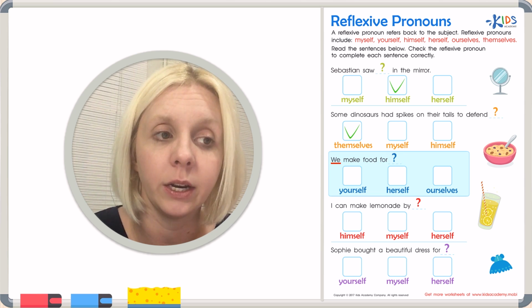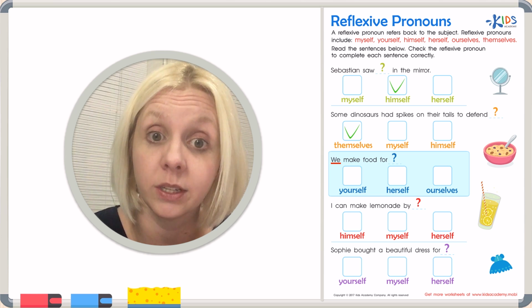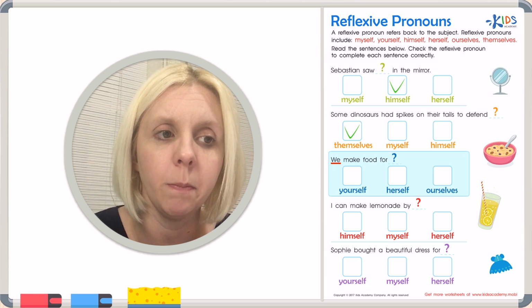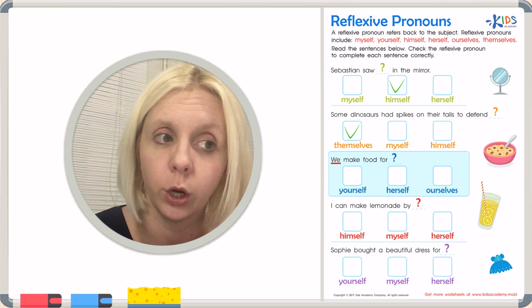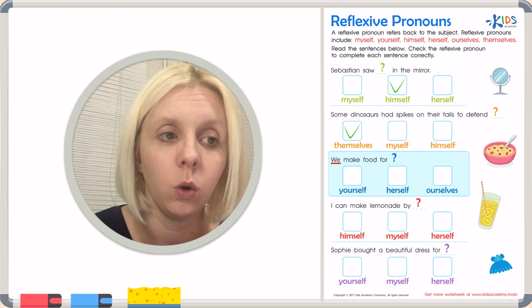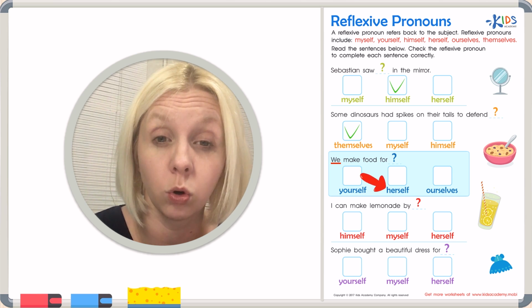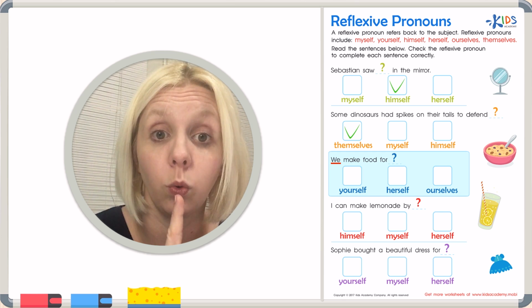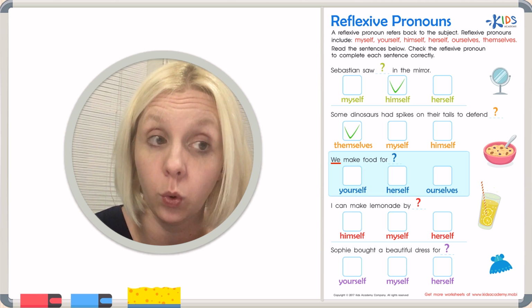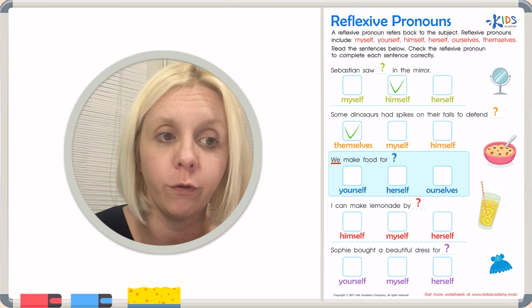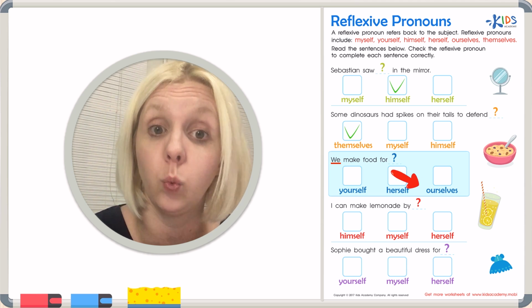Well, we is who we're talking about, and they are the subject of this sentence. So we make food for yourself. Would that make sense? Yourself, you, one person? Nope, we're talking about we, right? What about we make food for herself? A girl, one person? Nope, we is talking about how many. It's more than one, right? We don't know how many it is, but we know it's at least two or more. So we make food for ourselves.